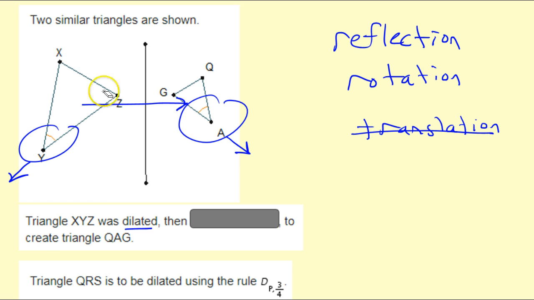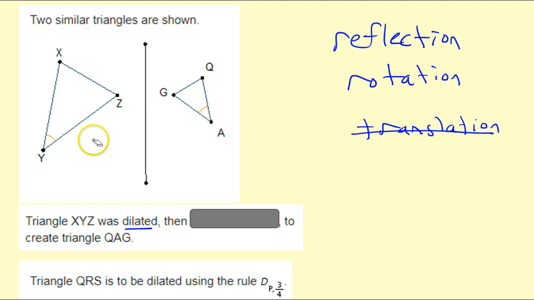Okay, what about a rotation? It doesn't seem like it could be a rotation either. There's a clue in the order of the letters. They're telling you which letters are corresponding to each other. For example, see how Z is on the end and G is on the end. That tells you that these two are corresponding points. So the Z becomes the G. They're mapped onto each other.